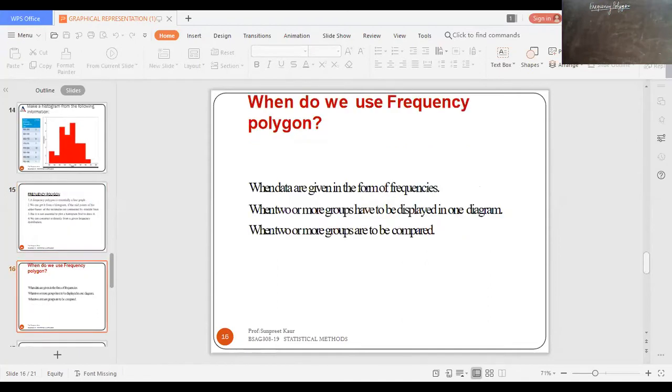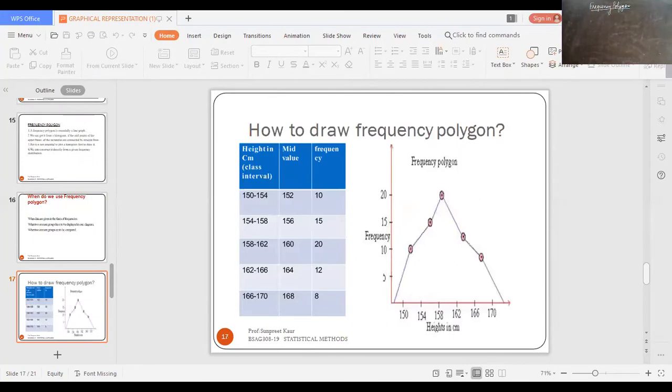The next one is, when do we use a frequency polygon? When data are given in the form of frequencies, as I've already told you students, then we use the frequency polygon. Or when two or more groups have to be displayed in one diagram, then we use the frequency polygon, right? So whenever frequencies are given to us, we can make the frequency polygon directly.